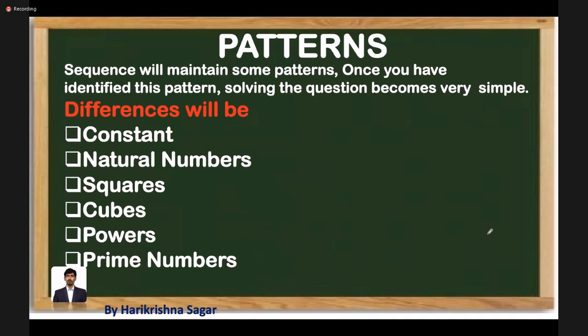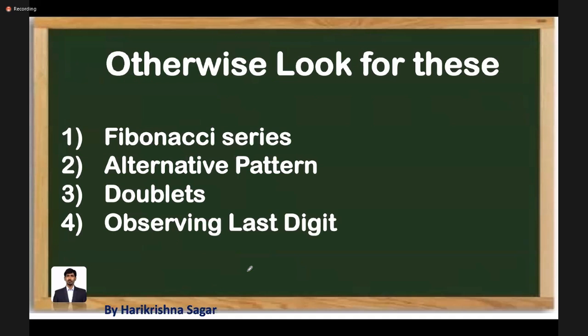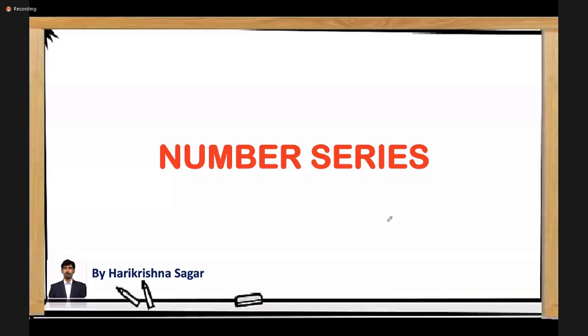The level of difference can be a constant number or natural number or squares or cubes or powers or prime numbers. Any one of these can be the level of difference. So if level of difference is not matching, look for Fibonacci series or alternative pattern or doublet or last digit. That will give you your answer choice. How the number series questions are given, we'll try to understand.